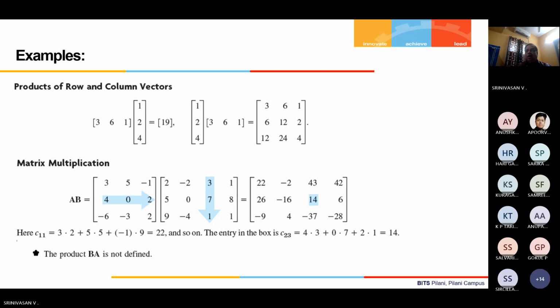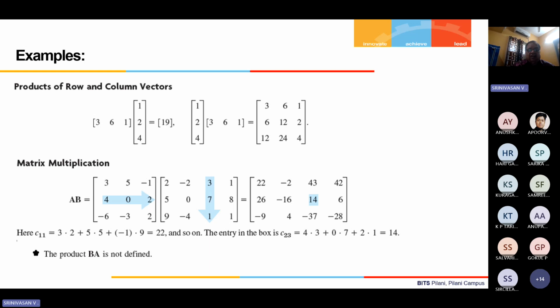That is possible. How? We just check 1 into 3, 3. 1 into 6, 6. 1 into 1, 1. 2 into 3, 6. 2 into 6, 12. And 2 into 1, 2. 4 into 3, 12. 4 into 6, 24. 4 into 1, 4. So you get a 3 by 3 matrix. Next. This is the usual way of finding the multiplication between two matrices of different orders.